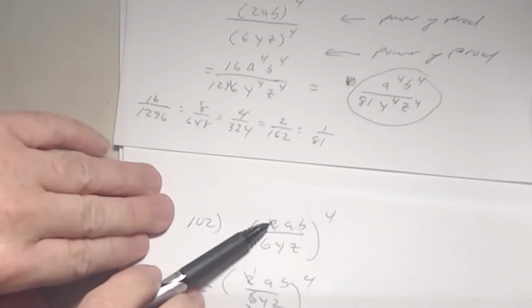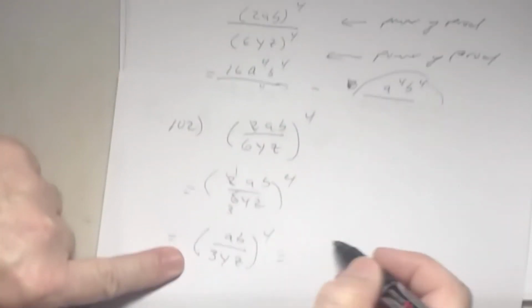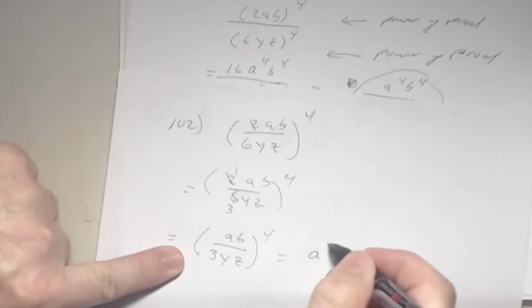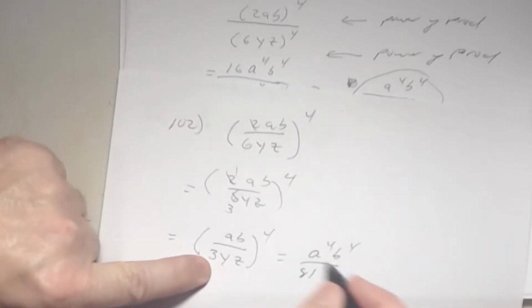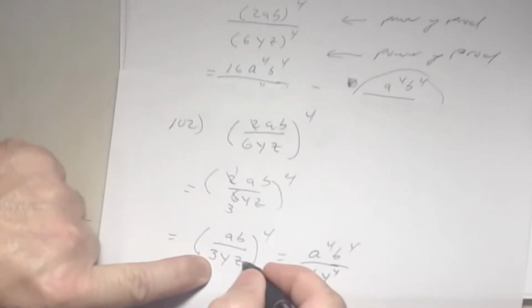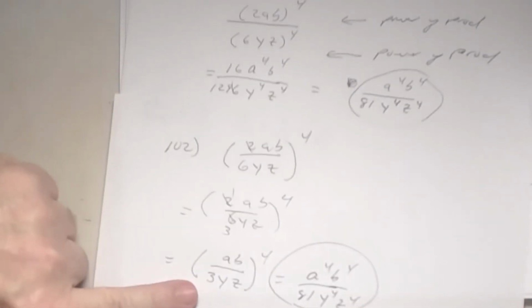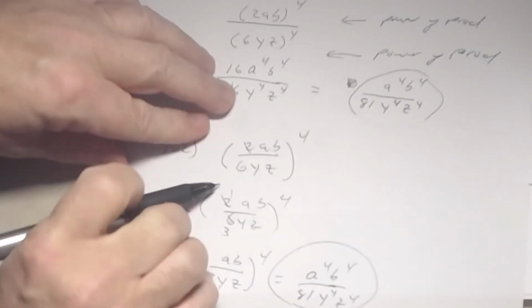So notice what I did. All I did was do what to the 2 and the 6? Reduce. So ab to the 4th is just what? 3 to the 4th is? Y to the 4th is? Z to the 4th is? You get the same answer. So if you can reduce at the beginning, you can go ahead and do it. It makes things a lot easier. See this? It makes things a lot easier.